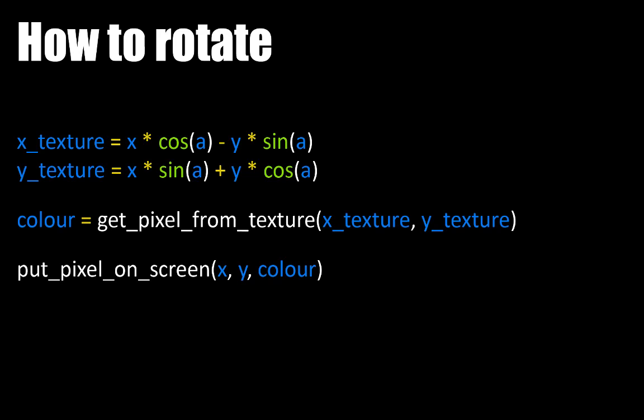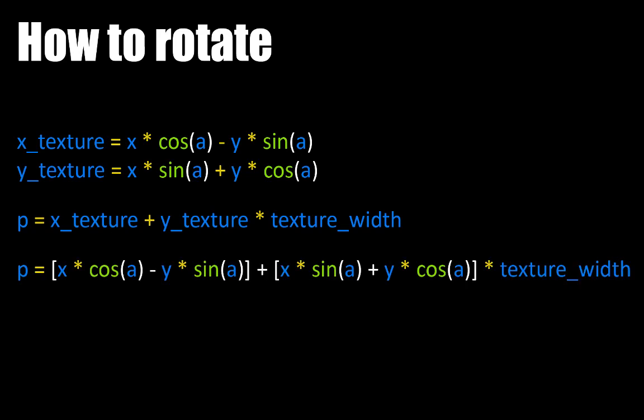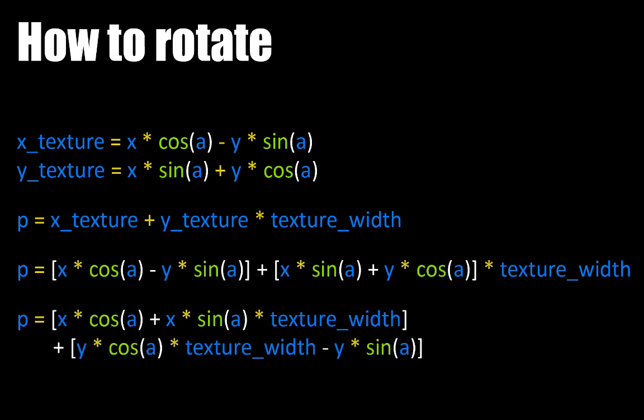Of course, in memory, the texture image will be just one continuous buffer of pixels, and we really only need a pointer into the texture. This pointer can be written like this. Put that into the upper formula and we get. Now we regroup the formula's x and y factors and get this. Or simply, this is a very nice result.